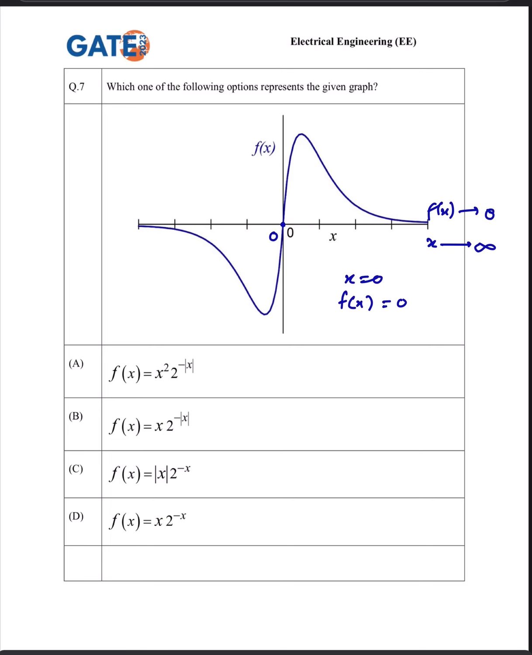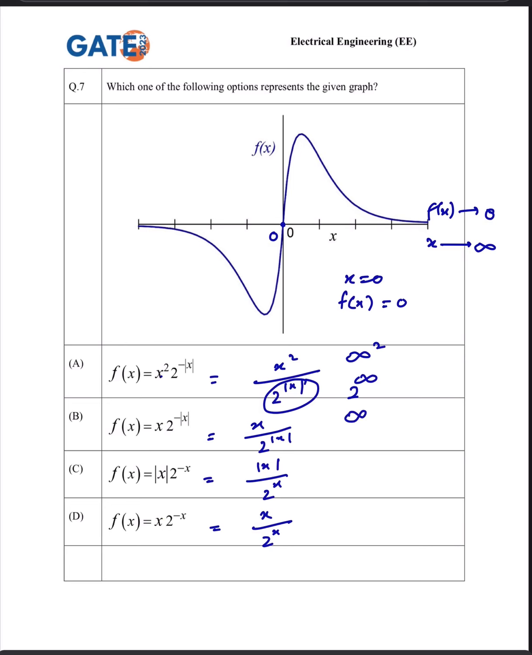So let's put infinity in these options. We are getting infinity square into 2 to the power minus infinity. So this will be x square divided by 2 to the power mod x, which will be x upon 2 to the power mod x. This will be mod x upon 2 to the power x. This will be x upon 2 to the power x. In all the cases we see that as x tends to positive infinity, the denominator function is 2 to the power infinity and the numerator is infinity square or infinity or something less than infinity square.